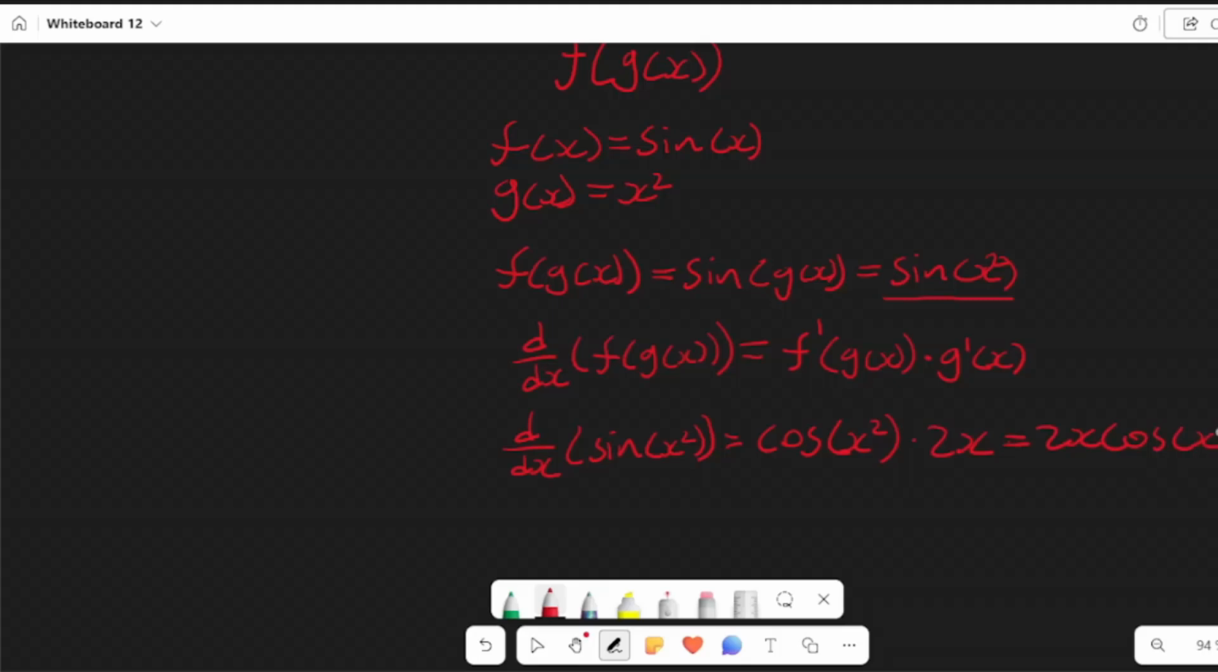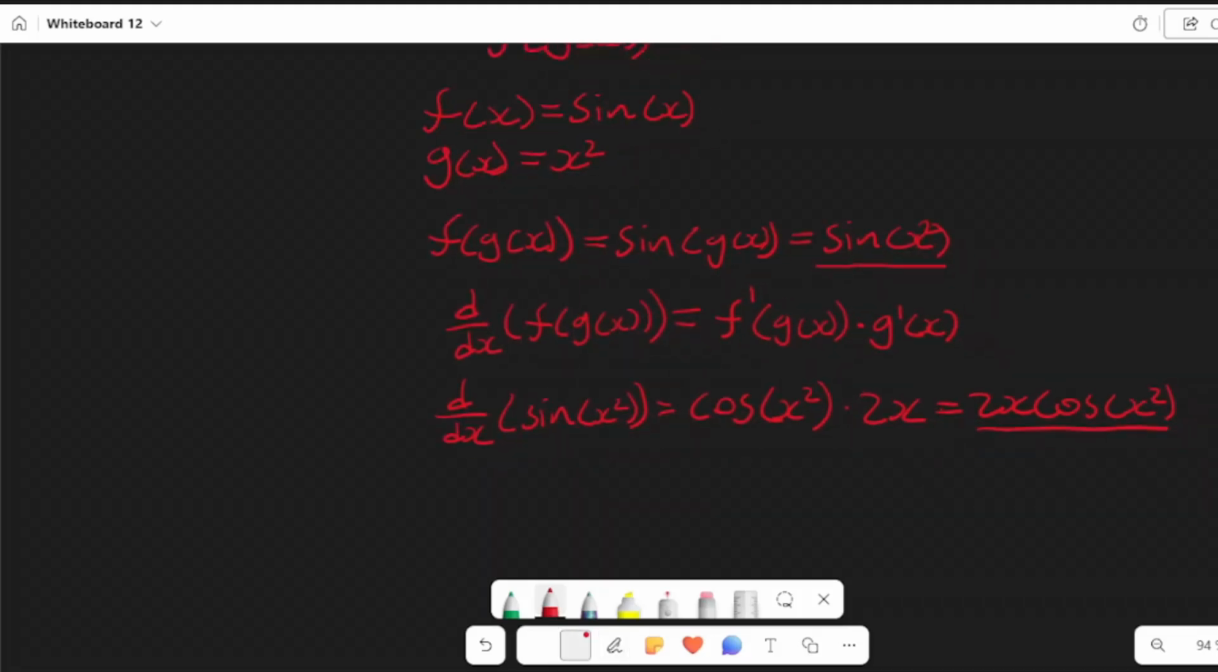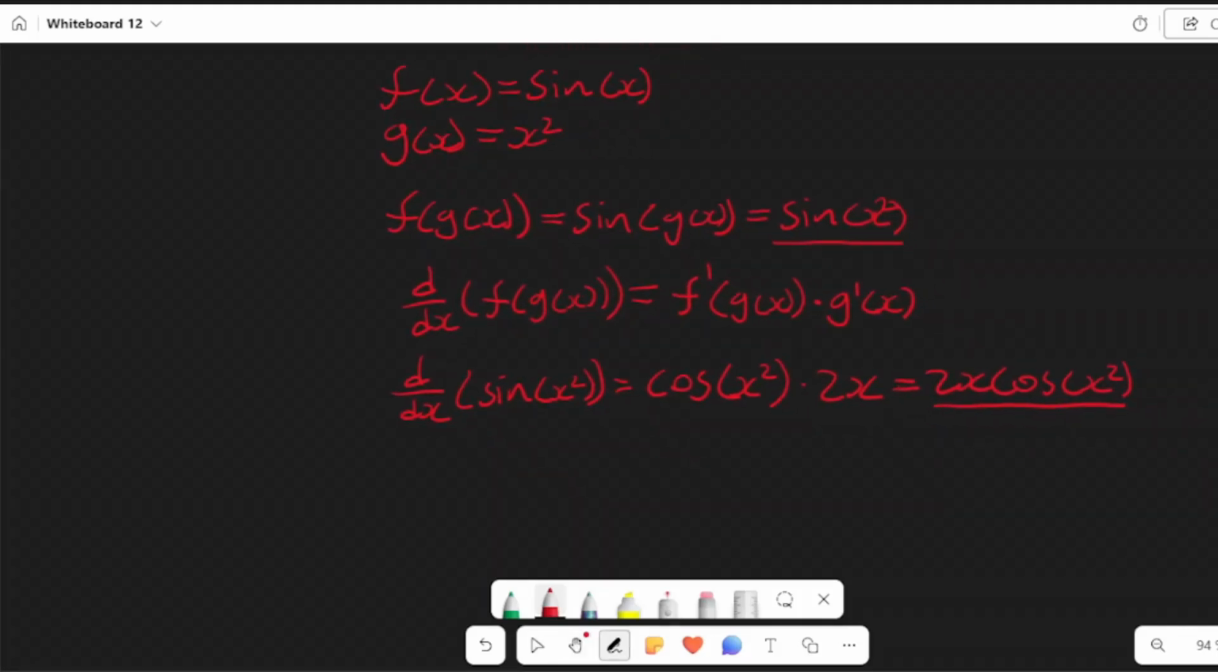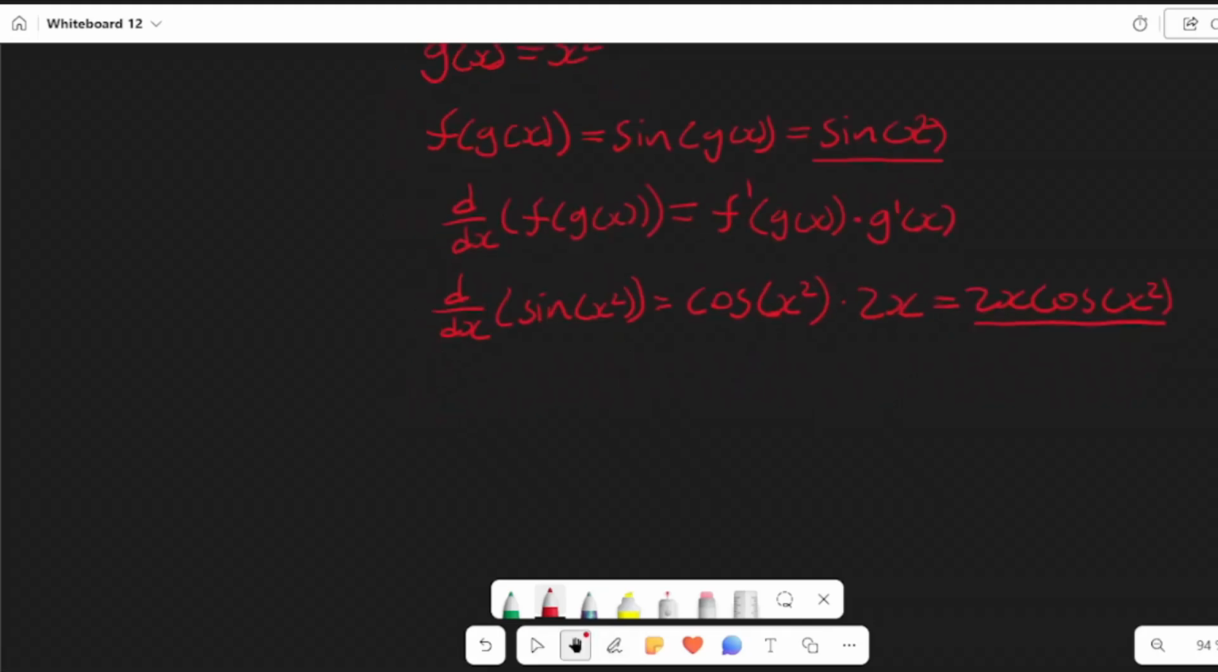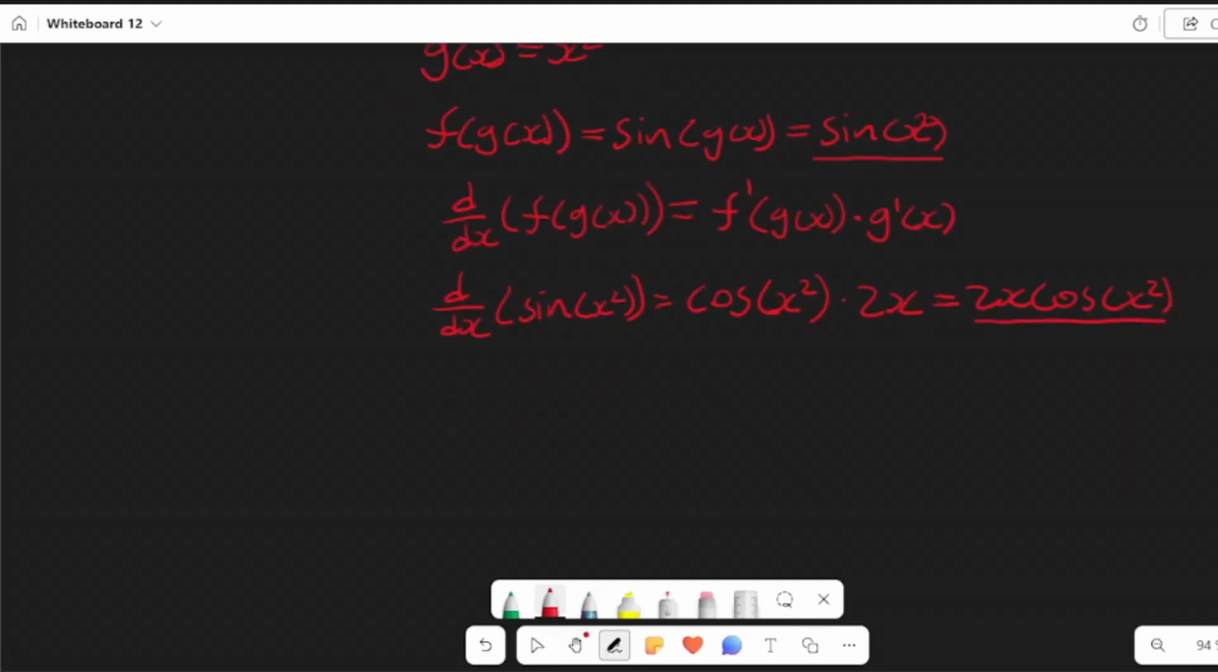Okay, so that's going to be our correct answer. 2x times cosine of x squared is the derivative of the function sine of x squared. And it uses the so-called chain rule that we have used over here. And that's one example. But how about we go to another level with this?